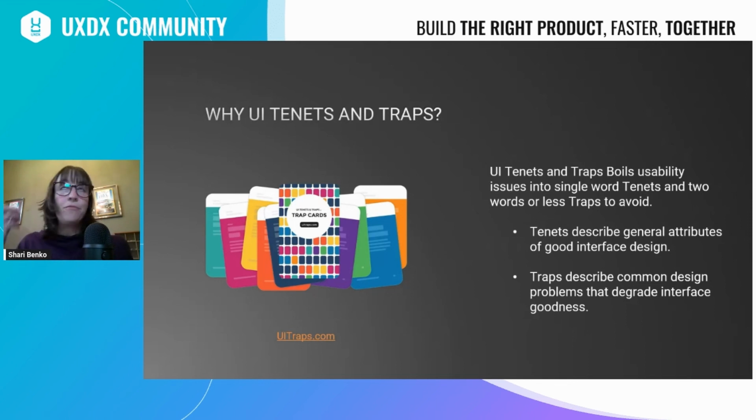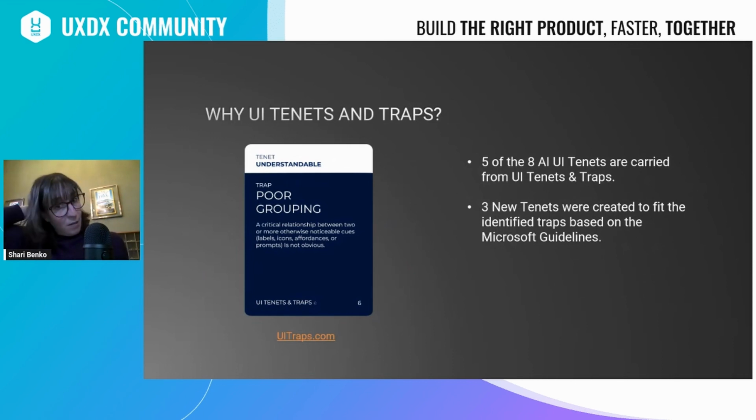So I think my brain functions in a way that means that I tend to remember what not to do better than I remember what you should do. And so that's why I really liked UI Tenets and Traps. An example of one of these cards is what you're seeing on the left. The tenet is understandable. The trap is poor grouping, and it describes when a critical relationship between two or more otherwise noticeable cues, labels, icons, affordances, or prompts is not obvious. So it's a pretty easy concept to grasp. So I was able to use 5 of the 8 UI tenets and carried them over to match the Microsoft guidelines. And so this is a really good combination of the two tools.